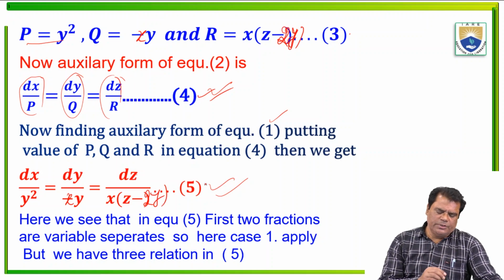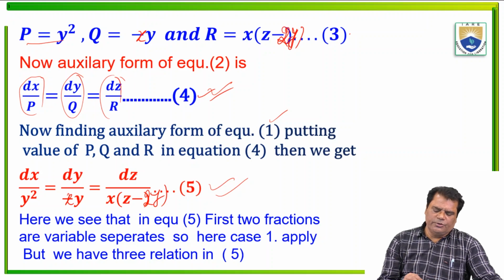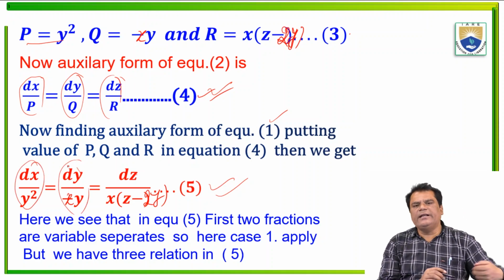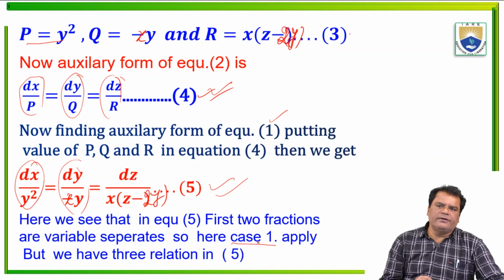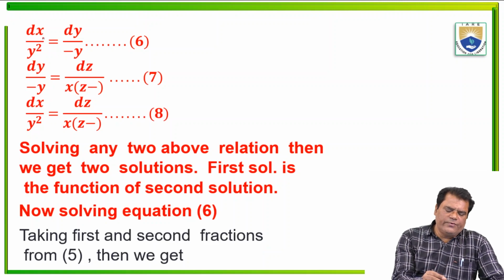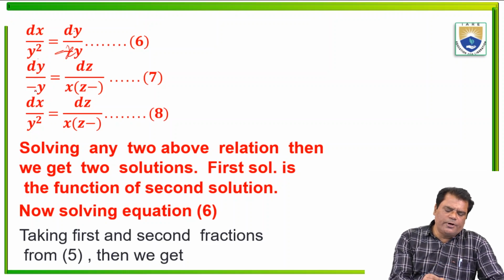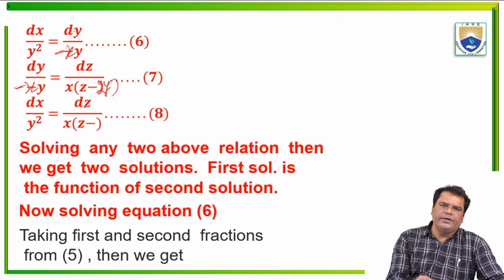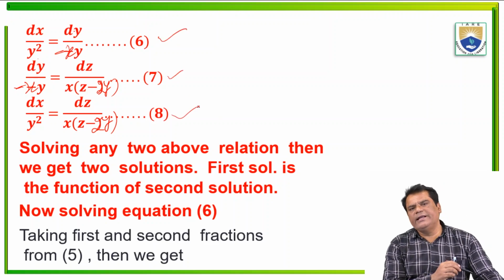This is equation 5. Here we see that in each equation, the first two fractions have variables separate. So here case 1 applies. In the first two fractions, variables are separate, so here we apply case 1. But we have 3 relations in 5. So now relation 3, the first relation dx upon y square equal to dy upon minus xy, dy upon minus xy equal to dz upon z minus 2y, and dx upon y square equal to dz upon z minus 2y. So here we get relation 6, relation 7 and relation 8.